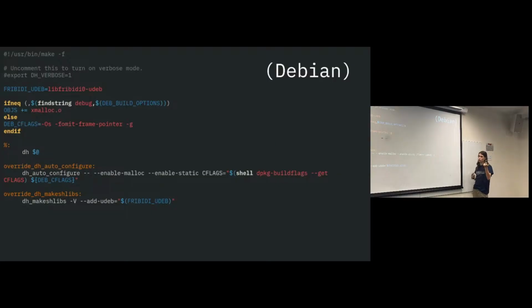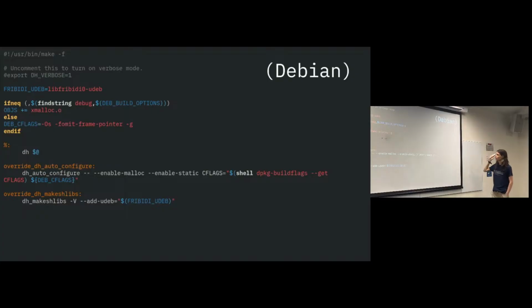We said this is an Autotools or Meson build system. You don't see Autotools here. All you see is dh_auto_configure. That is a Debian wrapper for a bunch of different build systems. And the only relevant bits here: it configures it, and it passes enable-malloc and enable-static. Both of these flags are on by default, but that's cool.